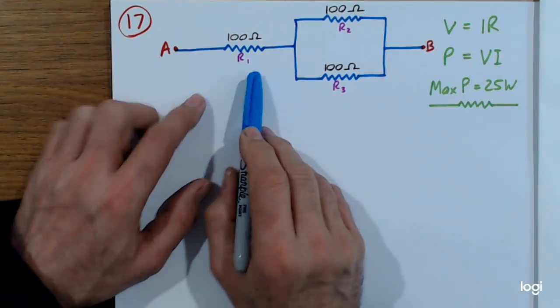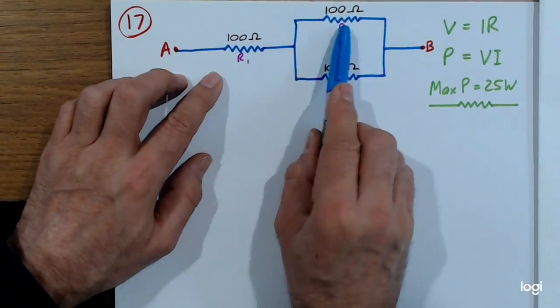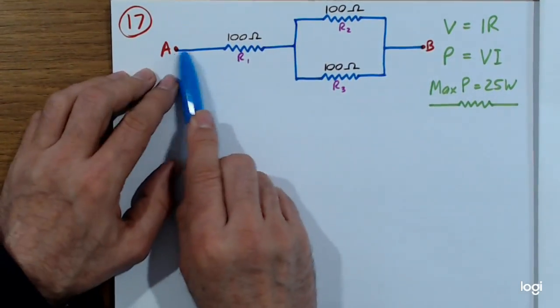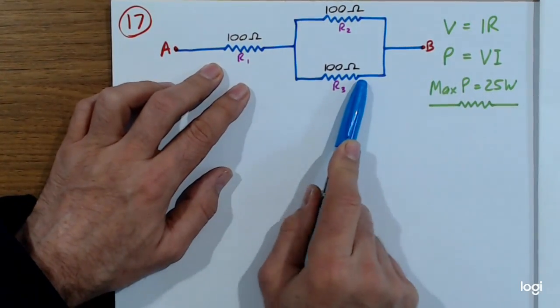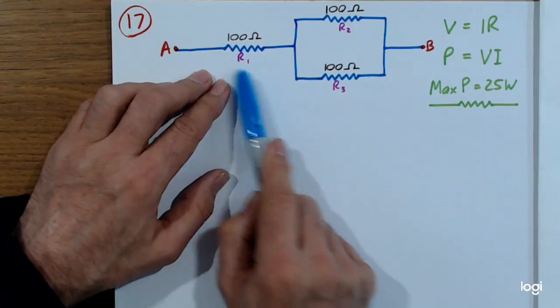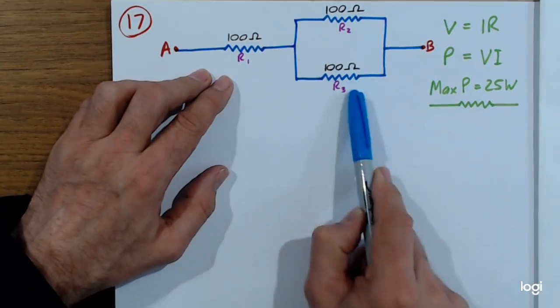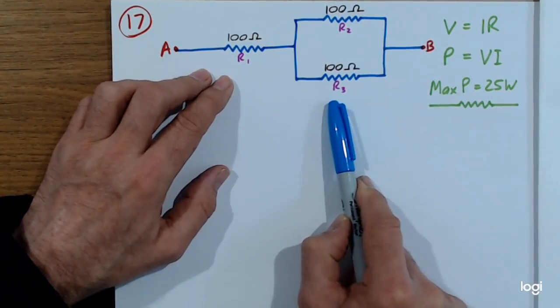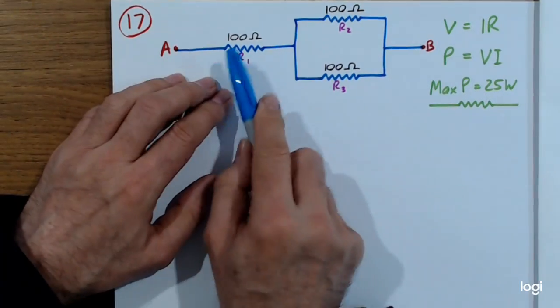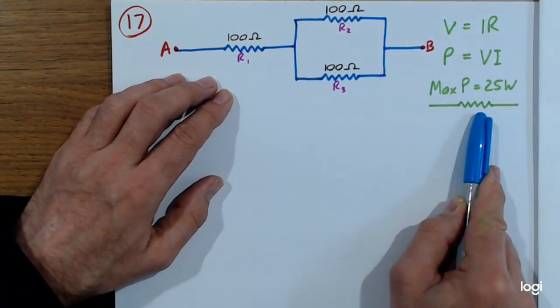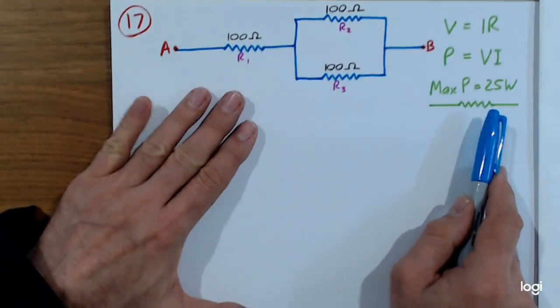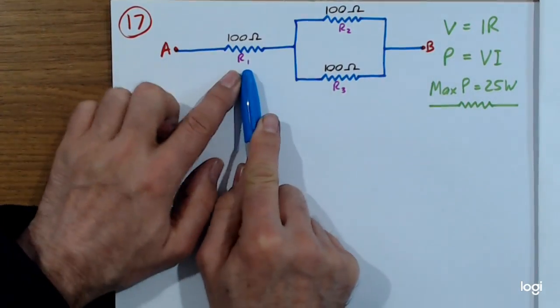Now this one is going to use more power than those 2 because this one gets all of the current and these guys get half of the current each. So no matter how much power this one is using, these guys are going to be using less power. So the question says each resistor can take a maximum of 25 watts, and they're not allowed to have any more. So we know that it's going to be maxed out when this one's taking 25 watts.